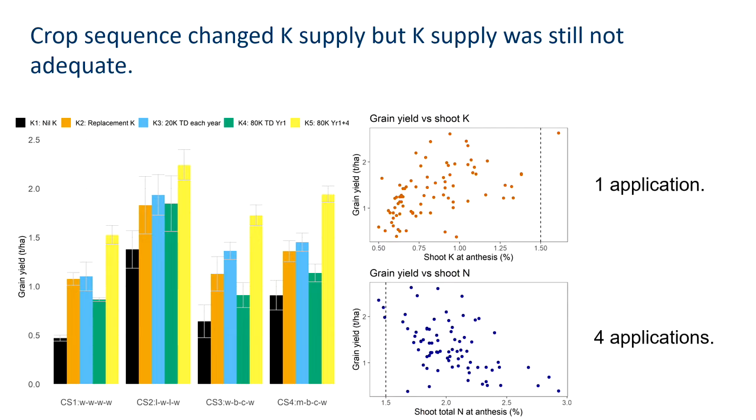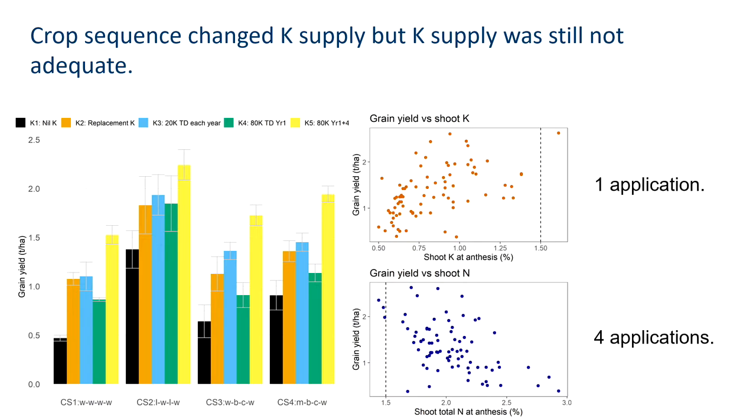different K management treatments. So the black is nil K every year. The K2 is just replacement K drilled every year, so what was taken away from that plot in the previous year is reapplied. The blue is 20 kilos of K top dressed at sowing every year. The green, 80 applied in year 1 only, and the yellow was intended to be our positive control. So 80 up front and then another 40 every year for 3 years.